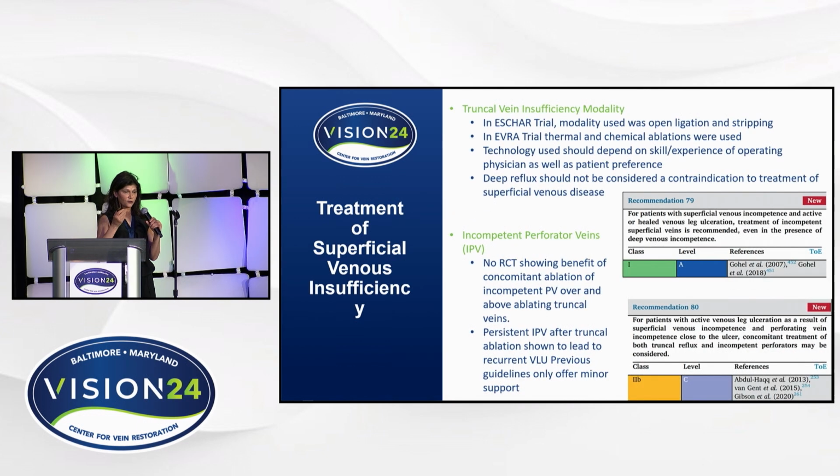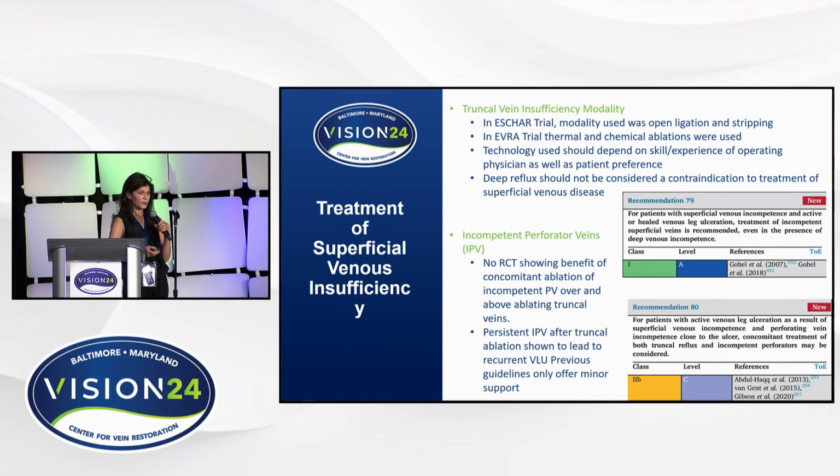The ESCAR trial used open ligation and stripping. EVER was ablations, thermal ablations and chemical ablations, at a 2-week intervention period, and deep reflux should be considered not a contraindication for treatment. So that is a recommendation now.